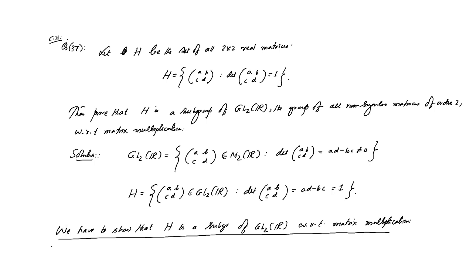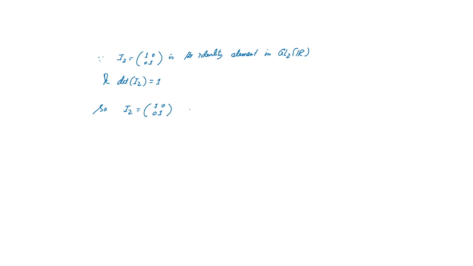With respect to matrix multiplication, what we will check here, since the identity element I2 equals [[1,0],[0,1]] is the identity element in the group GL2(R), and what is the determinant of I2? This is basically 1. So we can say I2 equals [[1,0],[0,1]] must belong to H.